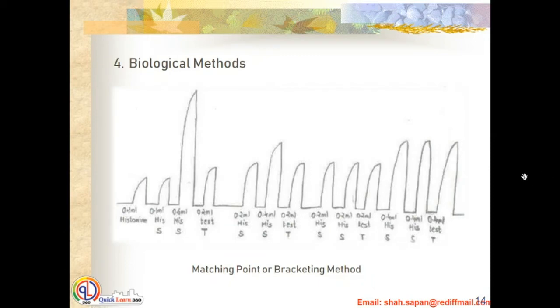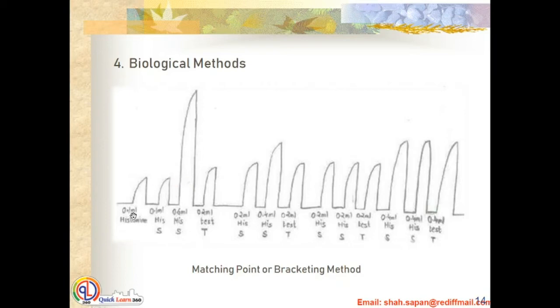Now the fourth one is the biological method of analysis. This is mostly done in pharmacological labs. We have taken one example, the matching point method, which is also called the bracketing point method. Let us have one experiment. We have taken one smooth muscle of rat intestine, and we are going to measure the contraction of that muscle, that is, check the effect of histamine on that particular muscle.